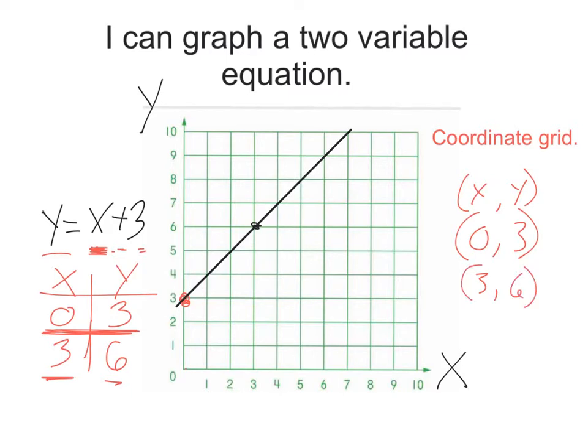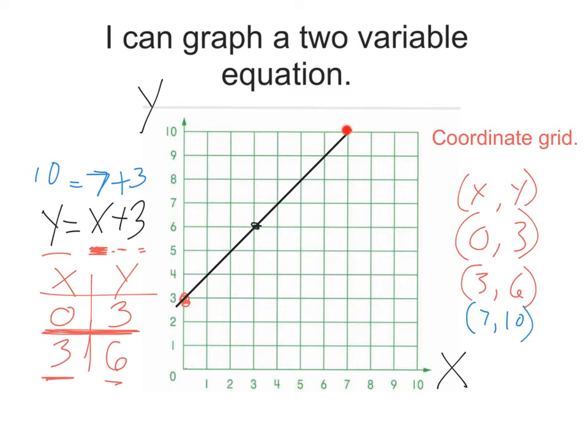Let's see what other points would be on there. Let's pick another number for x. Let's say 7. 7 plus 3 would equal 10. So my ordered pair on the right side, if x is 7, y would be 10. Let's see if that's on the line. Here's x is 7 up to y. Yep, that's 10 right there.